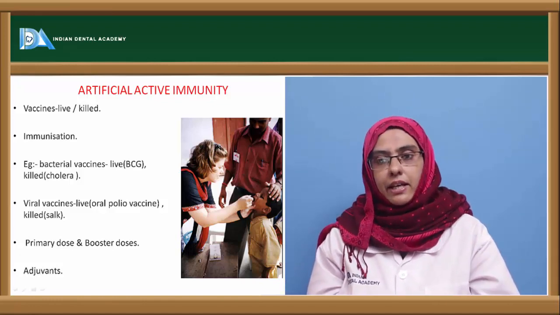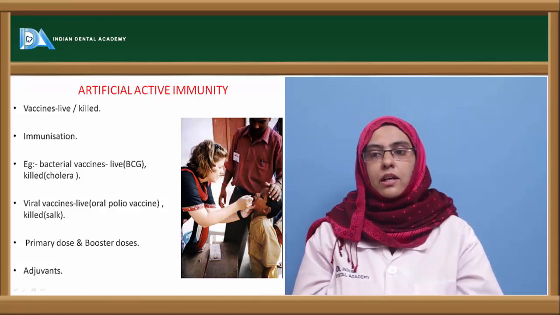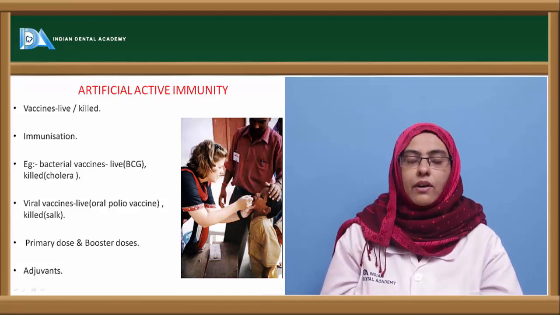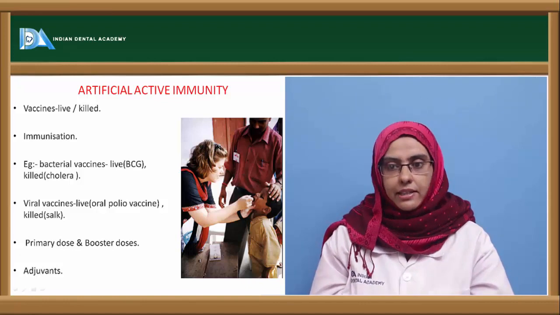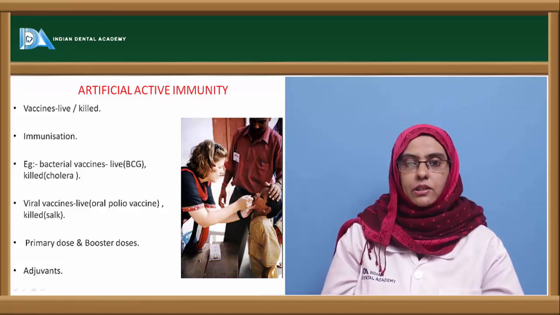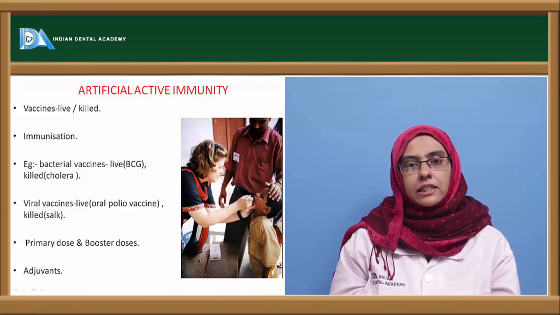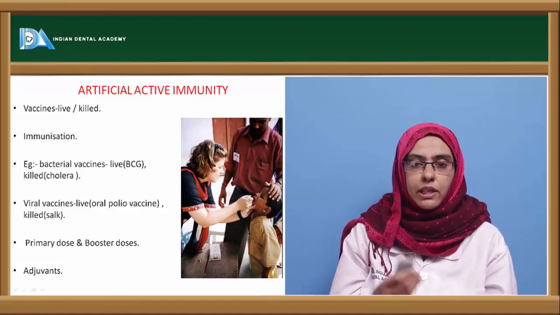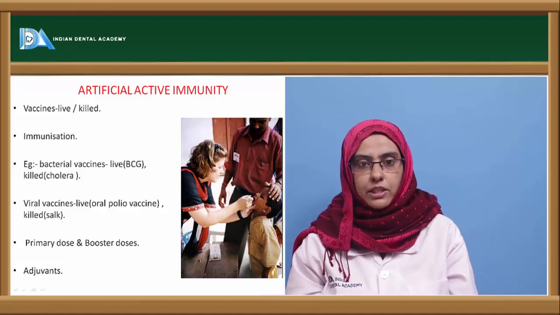Similarly, we have viral vaccines, such as the live vaccine given as the oral polio vaccine, and then we also have the Salk vaccine, which is a killed viral vaccine against polio. These live vaccines need not be given repeatedly, whereas killed vaccines, because they show only a temporary effect, have to be given again and again in the form of booster doses.